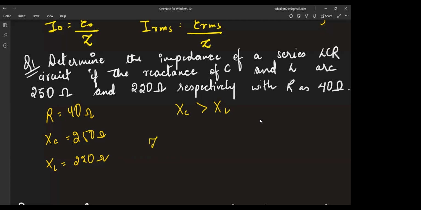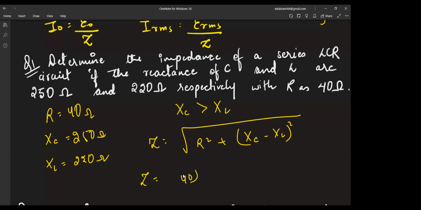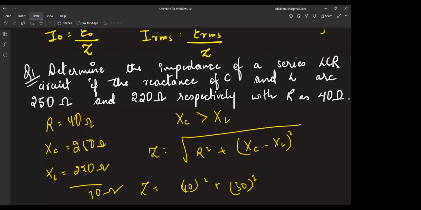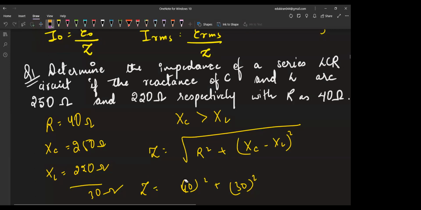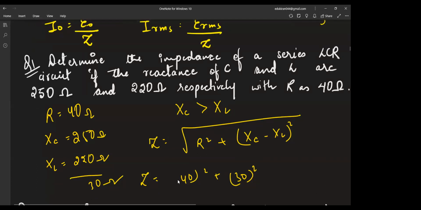So in the formula of Z, when we put everything, R square plus XC minus XL whole square, we'll use XC minus XL. This one is greater. So this becomes 40 square plus 250 minus 220, this becomes 30 ohm, so plus 30 square. This is equal to 50. 50. Note it down. One more question we'll see.